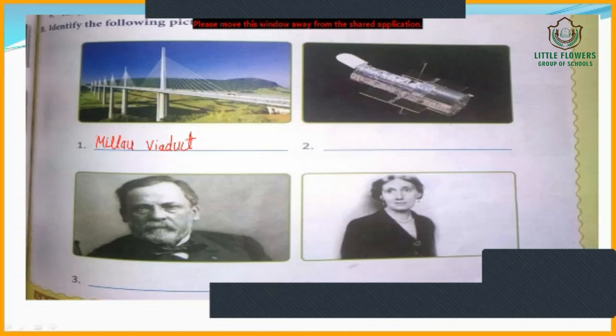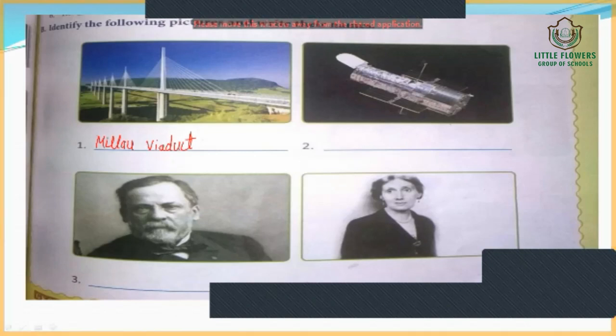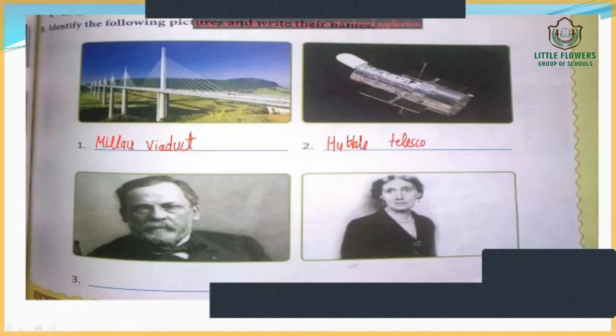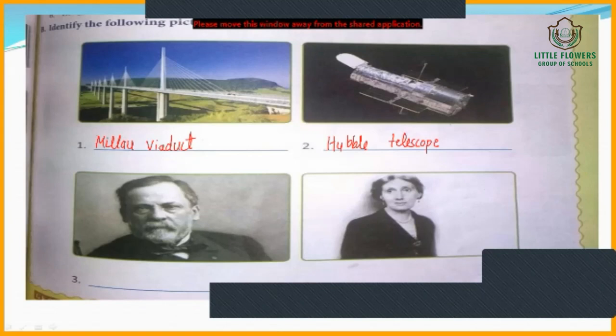The second image is the image of a satellite. Which satellite is this? Yes, this is the Hubble telescope. This is the image of a telescope. It is one of the world's largest telescopes.